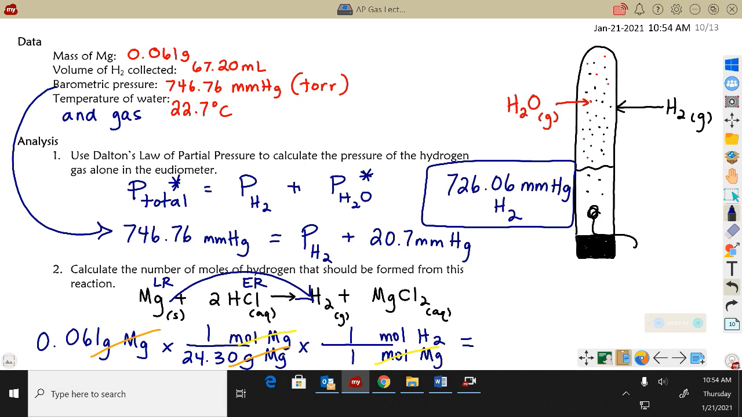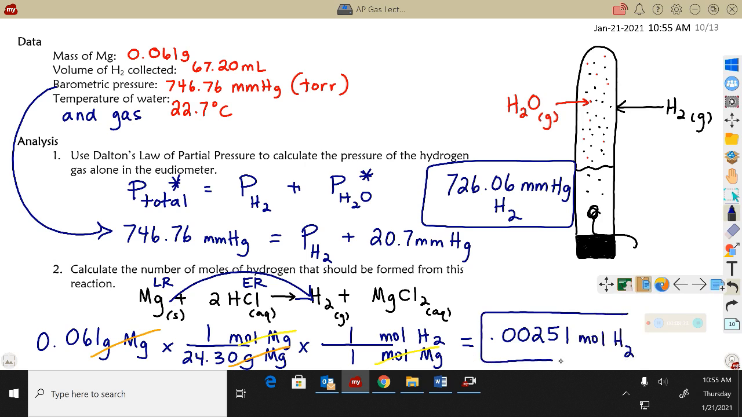I'm going to plug this all in my calculator now. And now technically my first number only has 2 sig figs, the 6 and the 1. But I just don't want to lose too much precision because these are going to be really tiny numbers. Like I'm only looking at 0.0025, I'm going to leave a 1, I'm going to leave 3. And that would be moles of hydrogen. So looking at the stoichiometry, I'm consuming all of the magnesium. I should produce about 0.00251 moles of hydrogen gas. Fantastic.